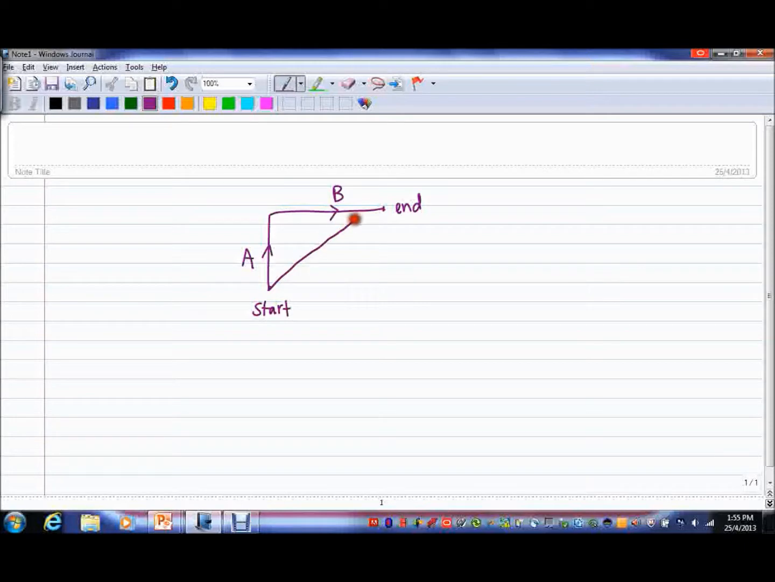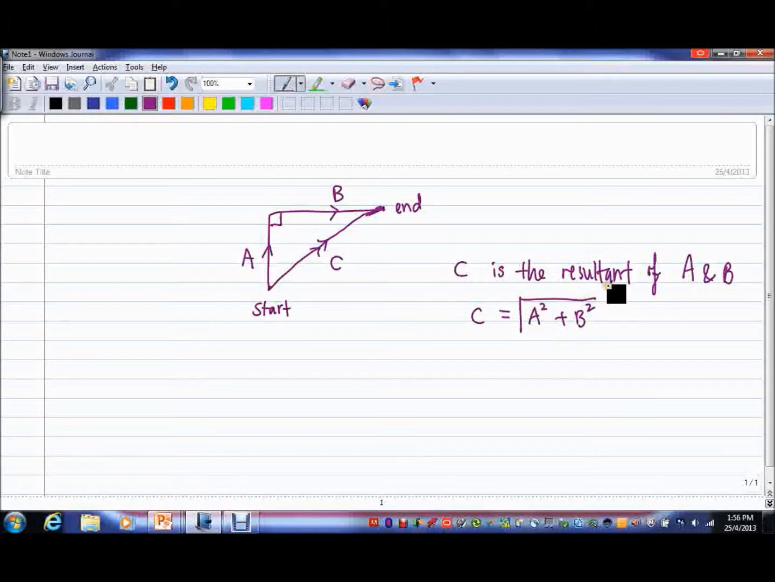So the resultant will be from the start point to the end point, which is here. Missed by a little, so it should end here. Let's suppose that I call this C. So C is the resultant of A and B. Then, if vectors A and B are perpendicular to one another, we can also use Pythagoras theorem to find the magnitude for C, namely the square root of A squared plus B squared, and that will give me the magnitude for C. So this is vector addition.